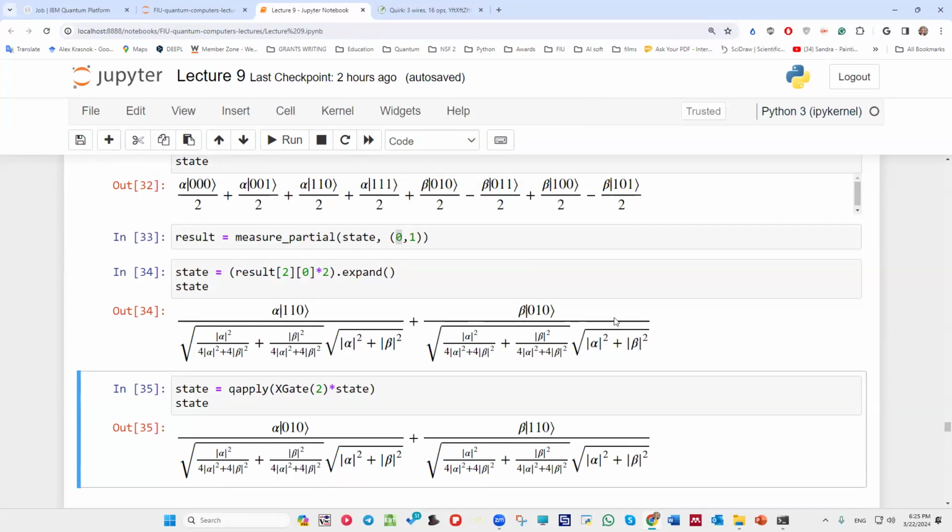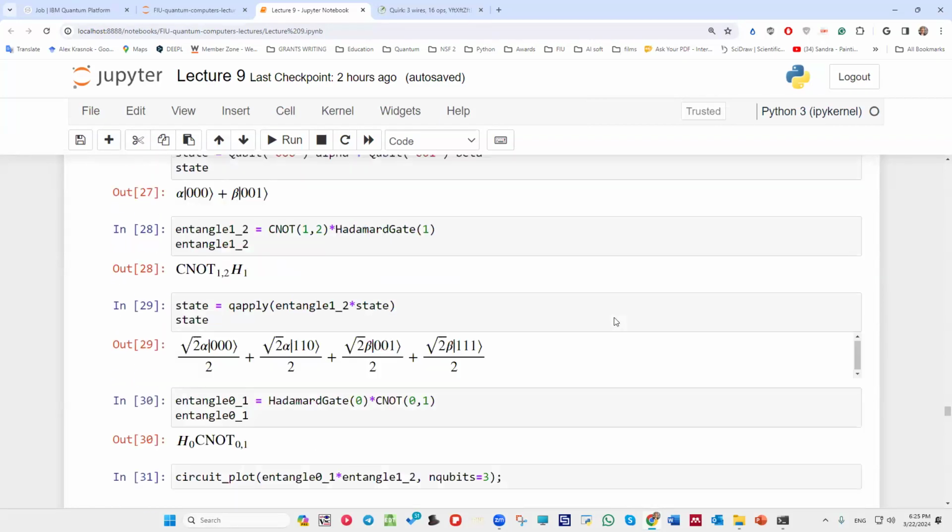Do you have any questions about this part?